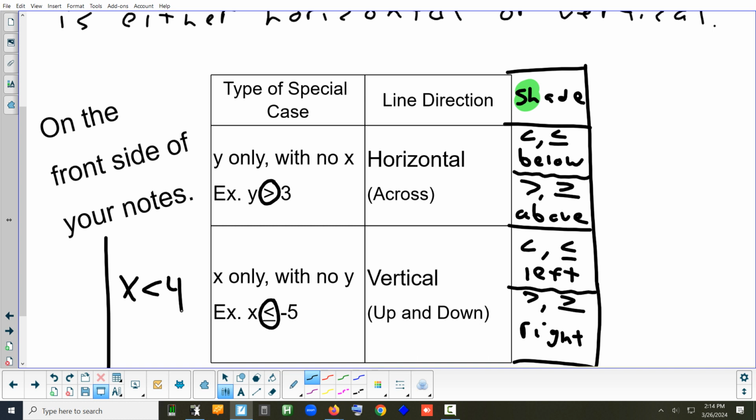That would be 4. So where would you shade? It would shade left. It's an X by itself and it has a less than, and the chart says left. Yep.